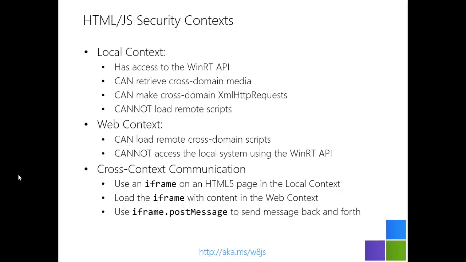Now, the code that runs inside that app container also has some additional security implications. And basically, we control that through running code either in what's called the local context or in the web context. And it depends on what it is you want to do as to which context you want to make sure that you run your code in. So code that runs in the local context can access the Windows Runtime API. It can retrieve cross-domain media, and as I mentioned, cross-domain XML HTTP requests, but it cannot load remote scripts off of a remote URL into the application.